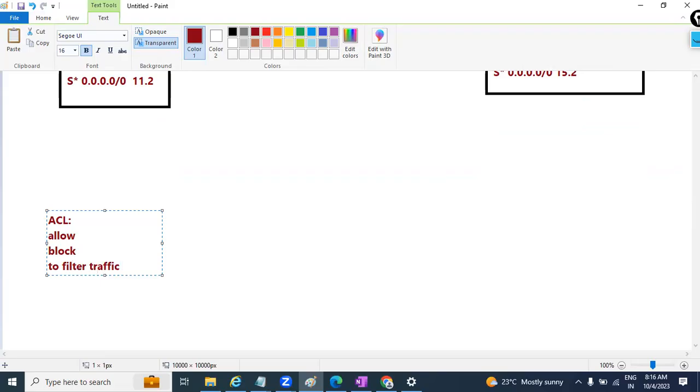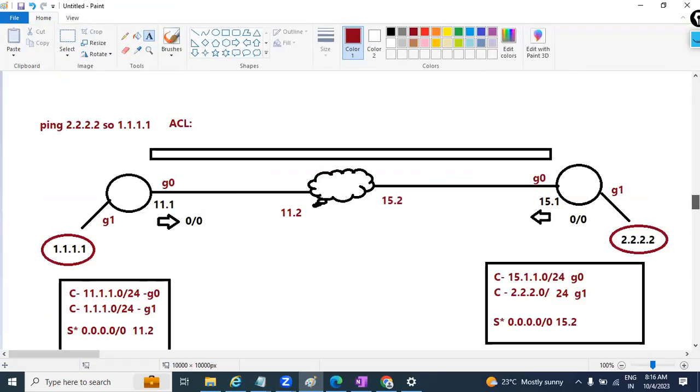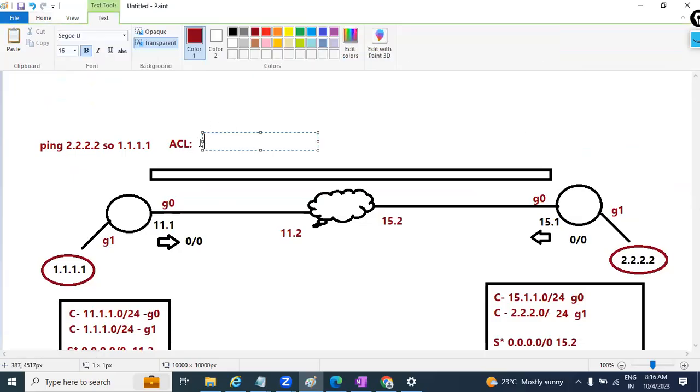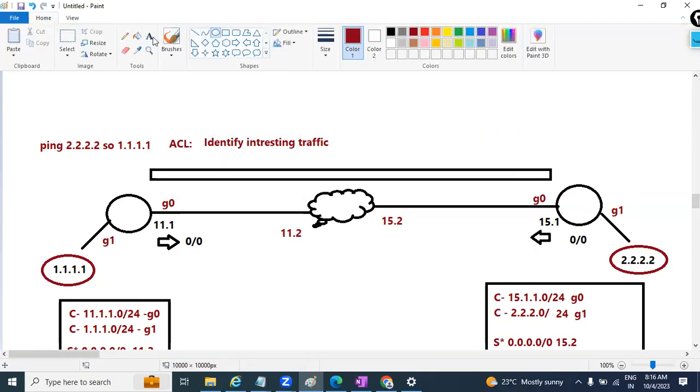So today again we are going to use the same concept, but today I'm going to use the ACL to identify interesting traffic. Interesting traffic means which traffic you want to exchange via the tunnel. So I want to exchange the traffic between 1.1.1 and 2.2. Just consider one more thing along with this.